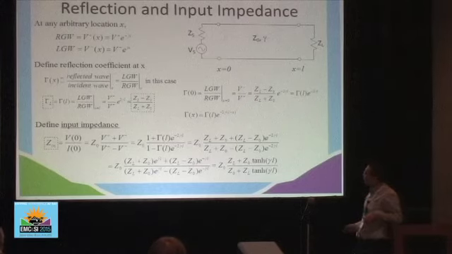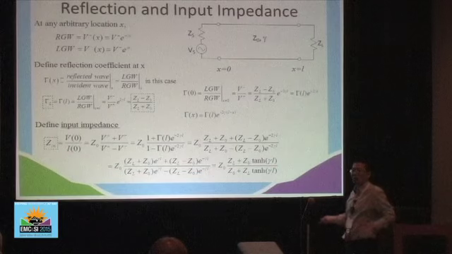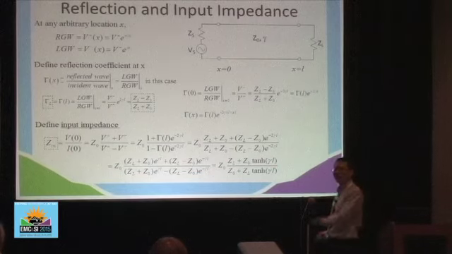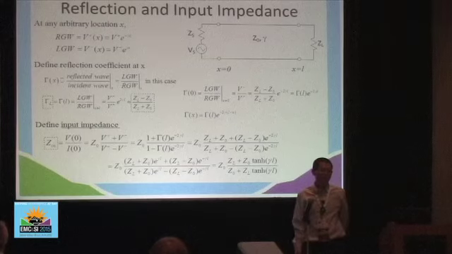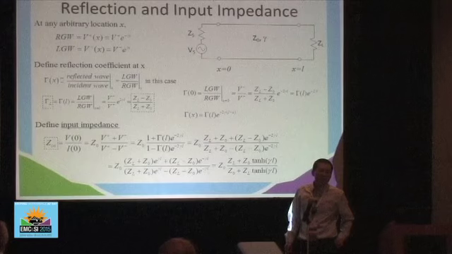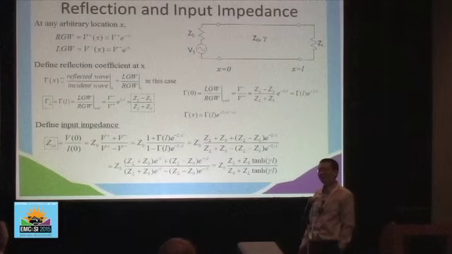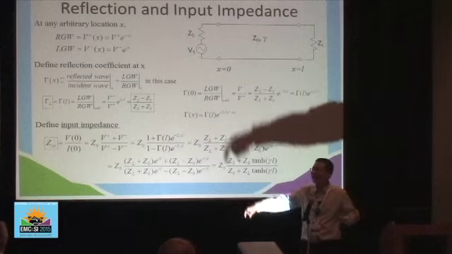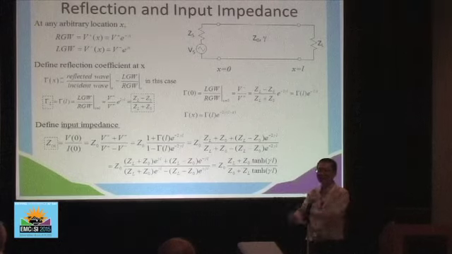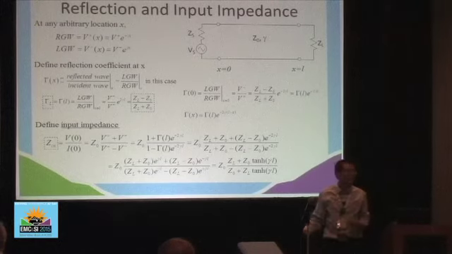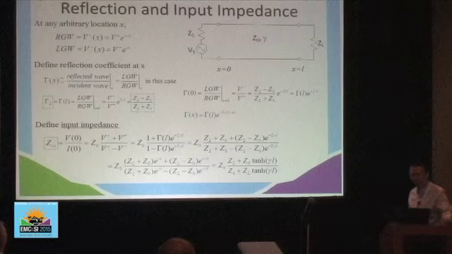In a matched line, if you go through this input impedance expression, you find out the input impedance is always equal to Z0, always equal to the characteristic impedance of the transmission line. So you actually can measure the characteristic impedance of a cable if you match it at the other end using an ohms meter. Then you can measure 50 ohm. That's the only case you can do that. That's a special case.